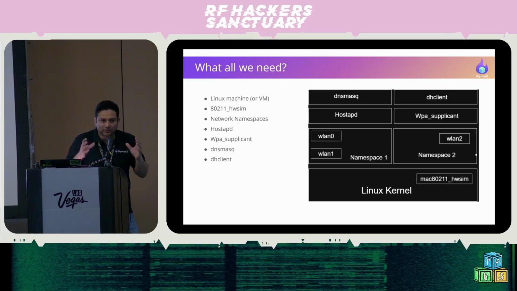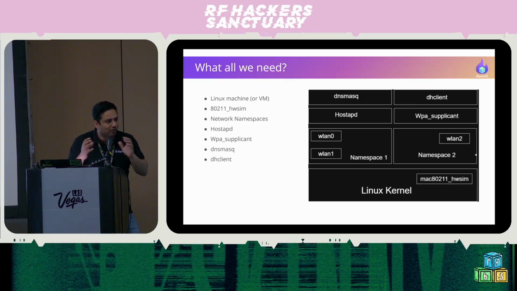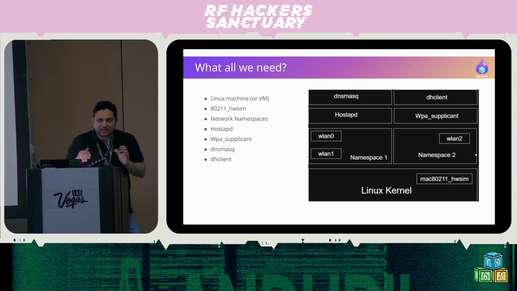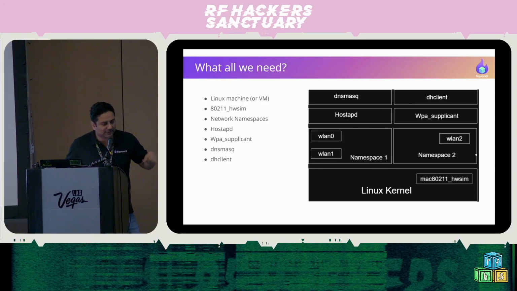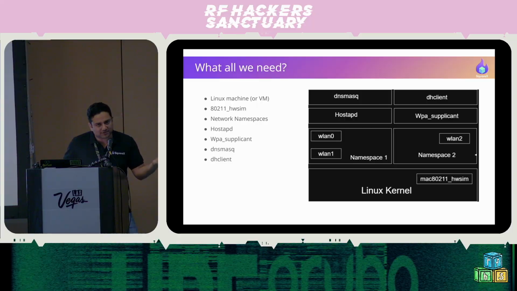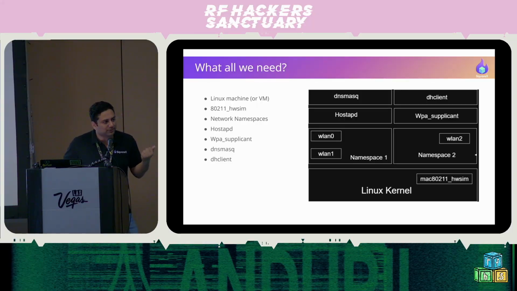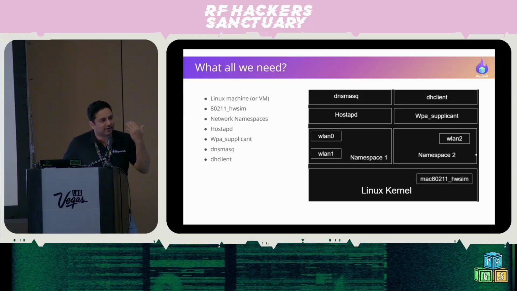After that, you need to give them IP addresses if you really want to simulate traffic. And that is where the namespaces and all other things will come. So yeah, dnsmasq is going to be our DHCP server, and then dhclient is going to be the client which you will use to request an IP.